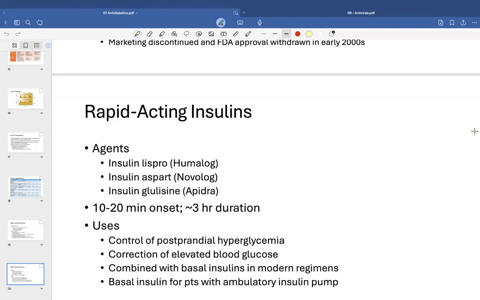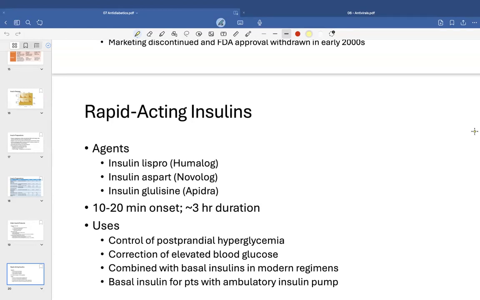So you may choose to do four times a day finger sticks, and then write orders for sliding scales to correct with one of these rapid acting products based on the results of that finger stick. So that would be the correction dose, and you would use one of these rapid actings for that as well.